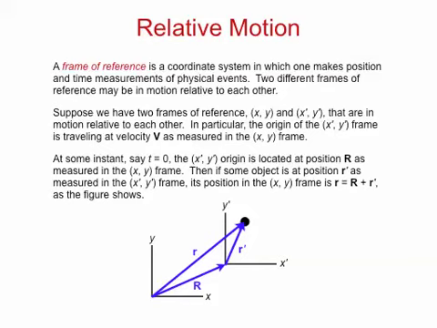At some instant, say t equals 0, the x prime, y prime origin is located at position big R as measured in the xy frame. Then, if some object is at position little r prime as measured in the x prime, y prime frame, the position in the xy frame is little r, which equals big R plus little r prime, as the figure shows.